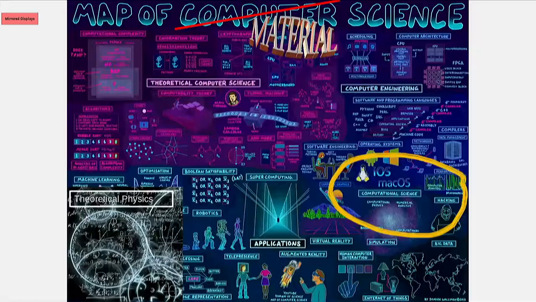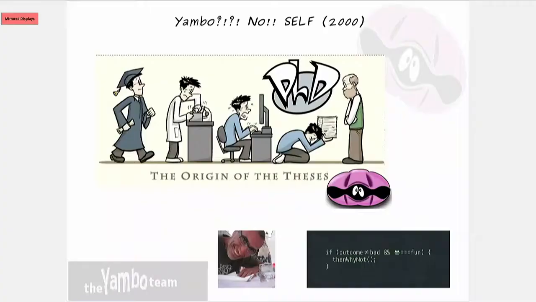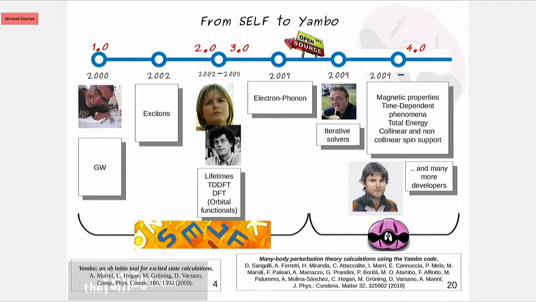Good. Then, once you write your beautiful piece of code, and this is what I did myself in 2000. Actually, I started writing it. It was not Yambo, it was another name. And I did it for my PhD. I needed a tool to have numbers in my PhD. But along the years, many people contributed to the code, and it grew and grew. And now we have version 4.5, I think. Along the years, it got a lot more things that were calculated with the code.